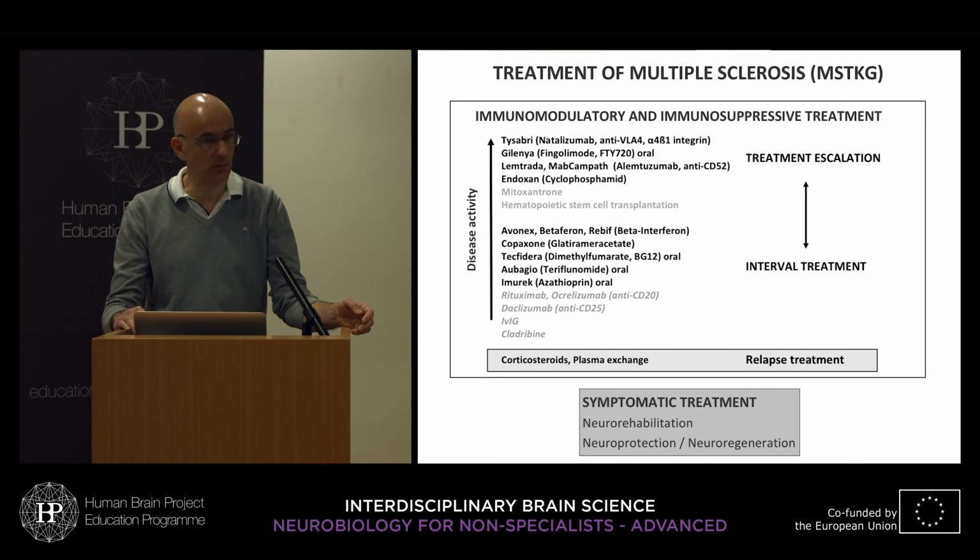And finally, as I mentioned before, also all currently used treatments for multiple sclerosis are anti-inflammatory, which you can see here. This is just the current recommendation for these treatments. We have a treatment of relapses with corticosteroids and plasma exchange, all of them only affecting the immune system, and then a so-called interval treatment with treatment escalation with increasing disease activity, starting from beta interferons up to monoclonal antibodies against adhesion molecules. For example, Tysabri is at the moment by far the most effective treatment for multiple sclerosis.